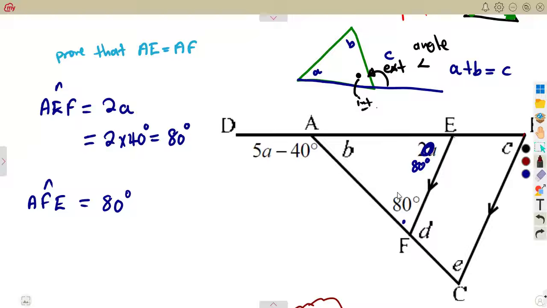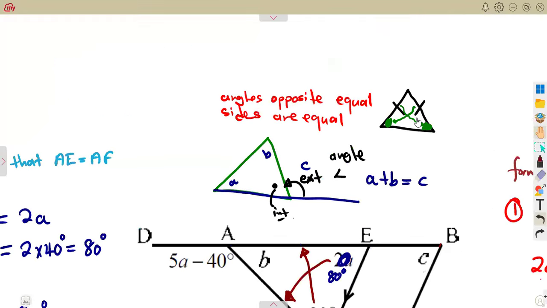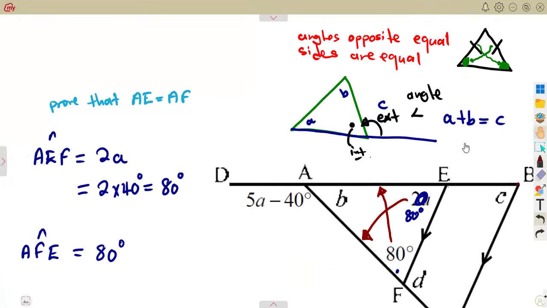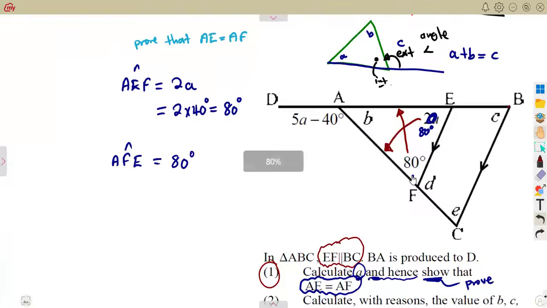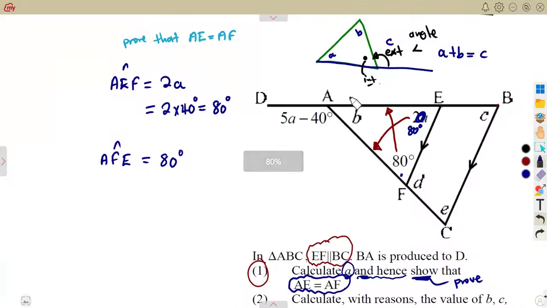Once these angles are equal, it follows that the sides opposite these angles must be equal. Remember, from the sides, we say angles opposite equal sides are equal. Now we are stating it from angles. We saw that the angles are equal, so it means the sides opposite equal angles are equal. That will be the reason that we are going to use in that case. These two must be equal.